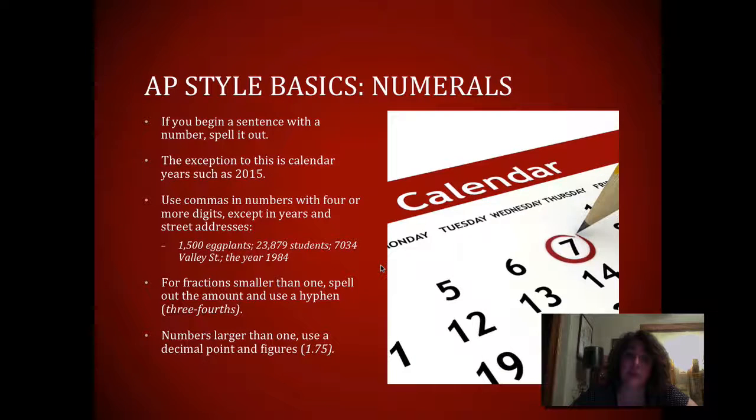Now the exception is if you begin a sentence with a number, then you spell it out. So even though we always use numerals for percents, if we use 2% of the population as the beginning of a sentence, we would write 2, T-W-O. The exception are years. So if you start it with a calendar year like 2015, that number would always stay a numeral. We use commas in our numbers if they're four digits or over, so 1,500 eggplants. However, if it's an address like 7034 Valley Street, we would not use the comma.